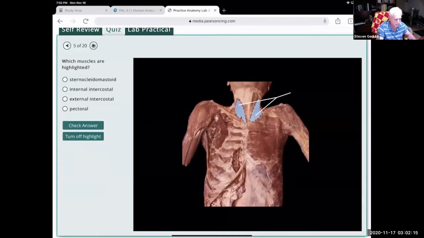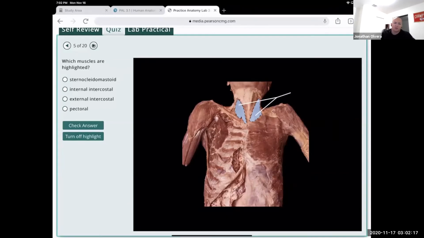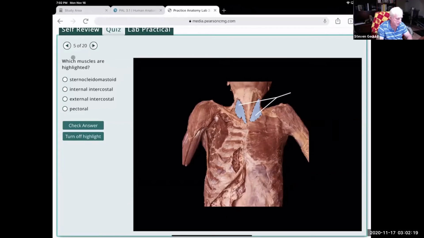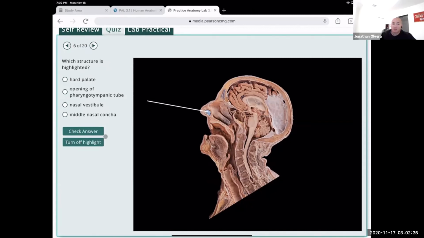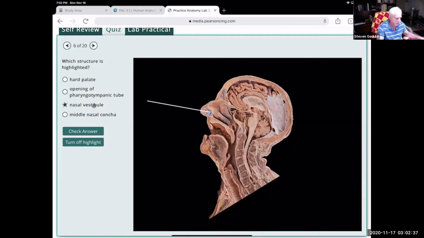What muscles are those? Sternocleidomastoid. Sternocleidomastoids. Connect to the sternum, connect to the mastoid process and the clavicle. And what structure is highlighted there? Nasal vestibule. Only one that could be. Yep, nasal vestibule. Opening to the nares.